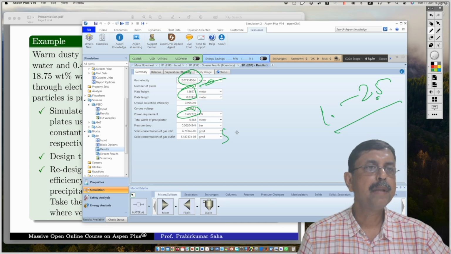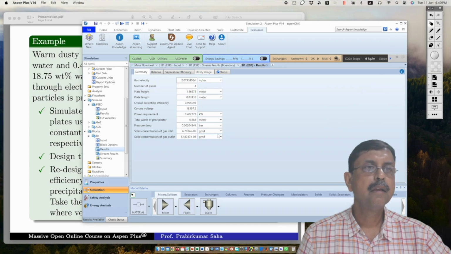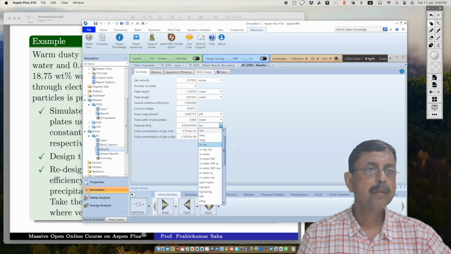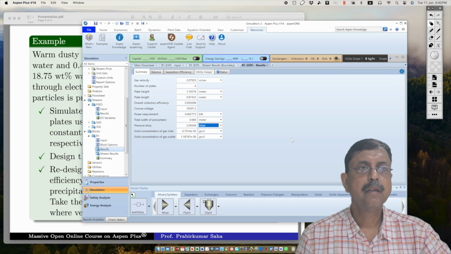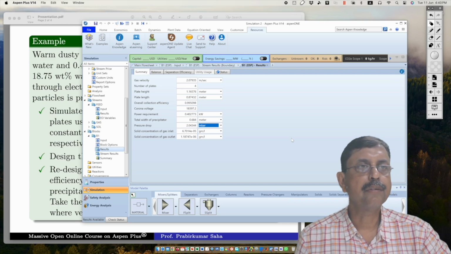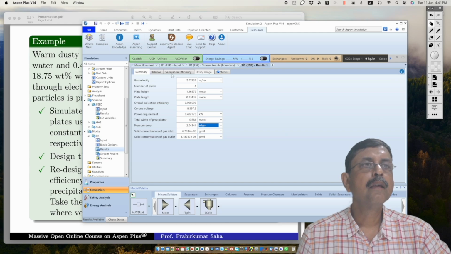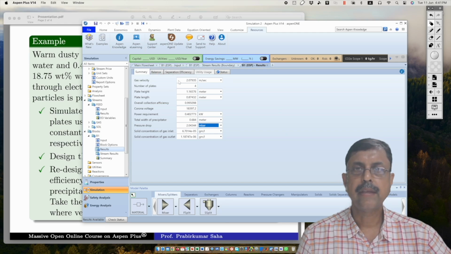Let us see the pressure drop. Pressure drop is 2 millibar, 2.04 millibar. Earlier it was 3 millibar, right? Now it is 2 millibar. So pressure drop also has reduced. So that is how we design the ESP for the Crawford calculation method.